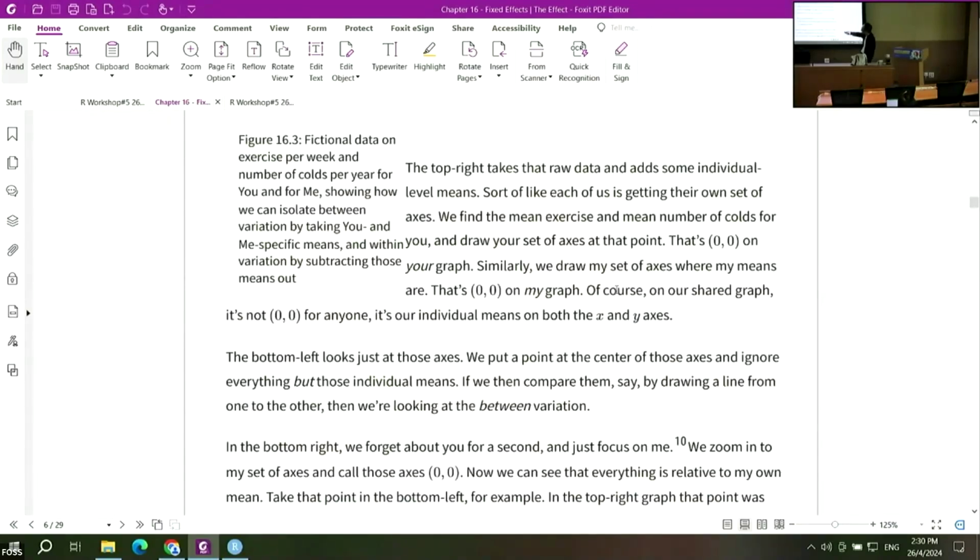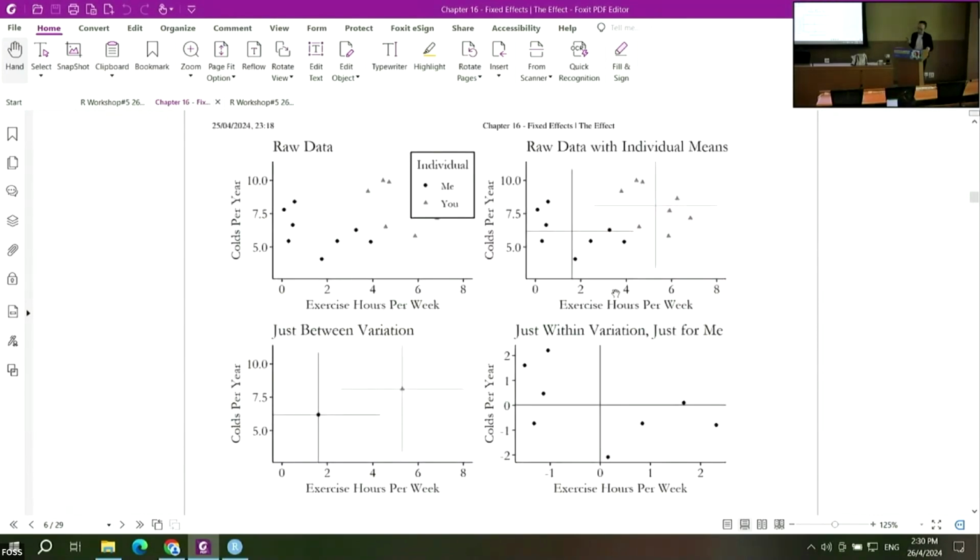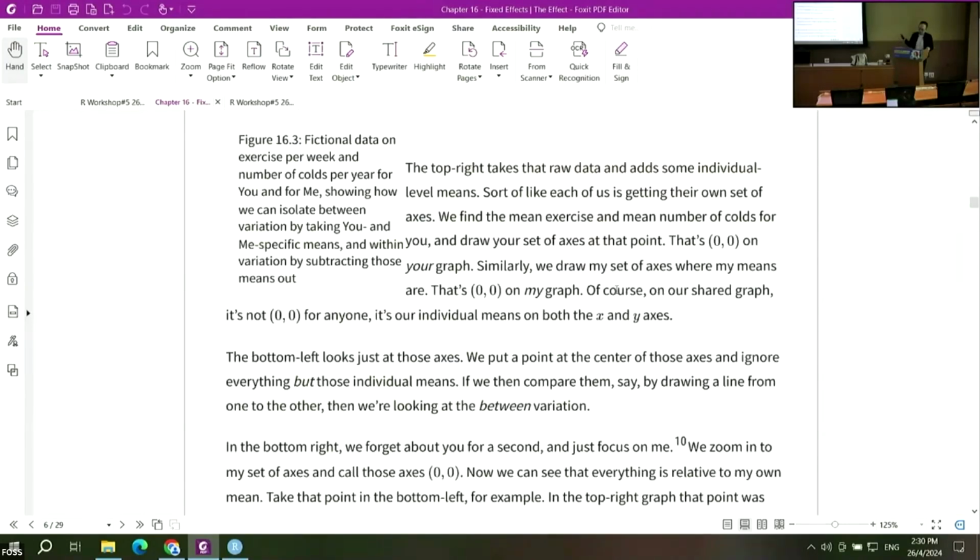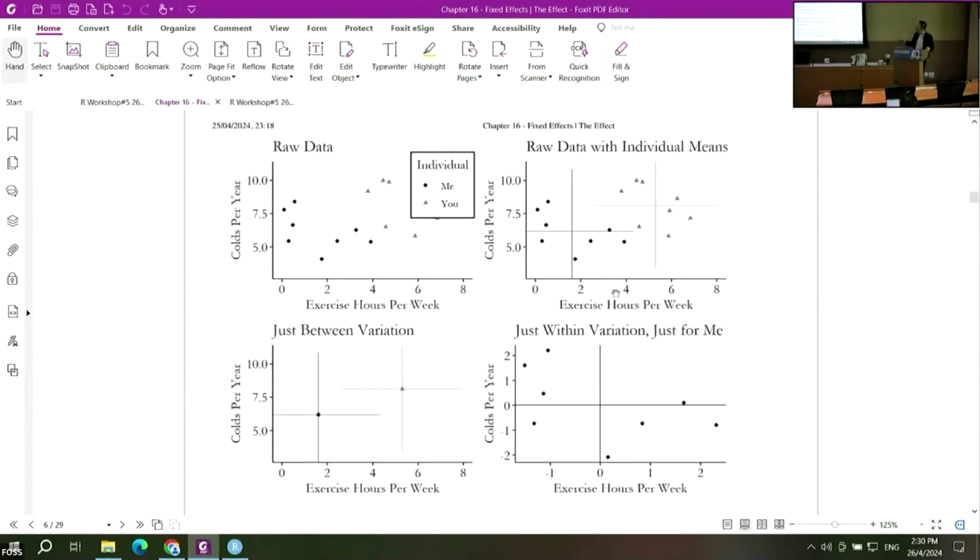So we see that 0 and 0 on your graph. Similarly, we draw sets of x's where my means are. That's 0 and 0 on my graph. Of course, on our shared graph, it's not 0, 0 for anyone. It's our individual means on both the x and y axes. For the bottom left, just like those axes, we put a point on the center of those axes and ignore everything but our individual means. And then we compare them, say, by drawing a line from one to another. Then we are looking at what we call the between variations.